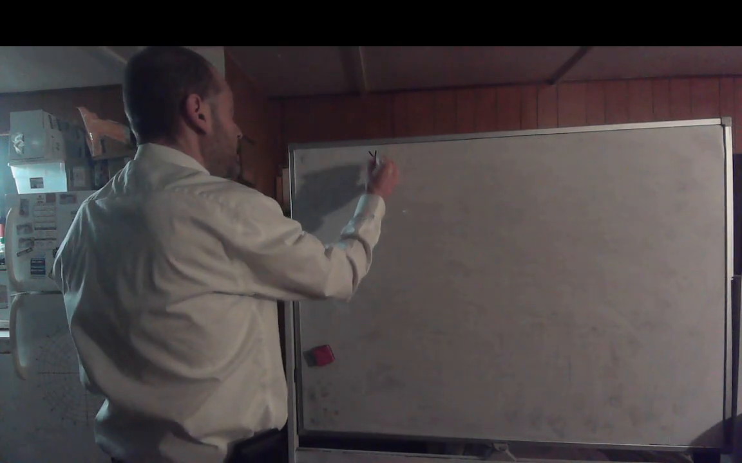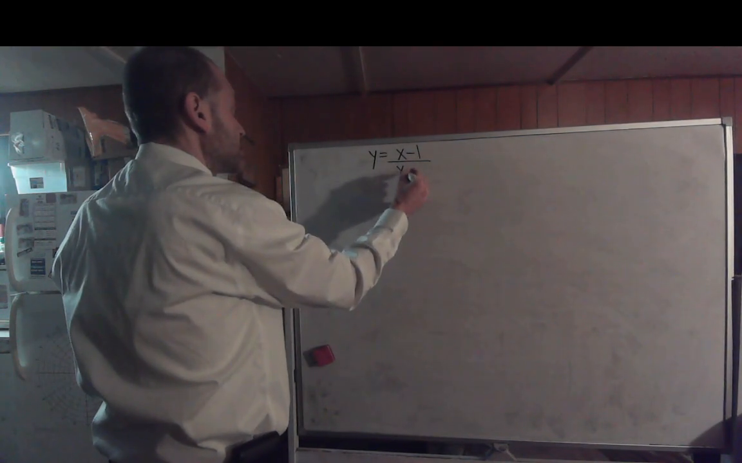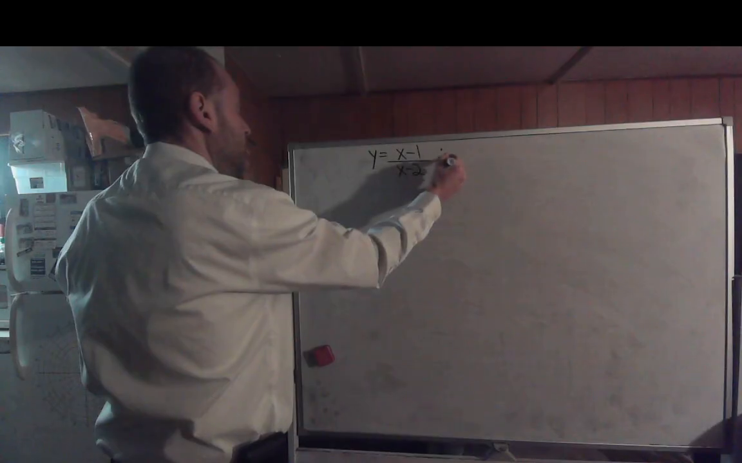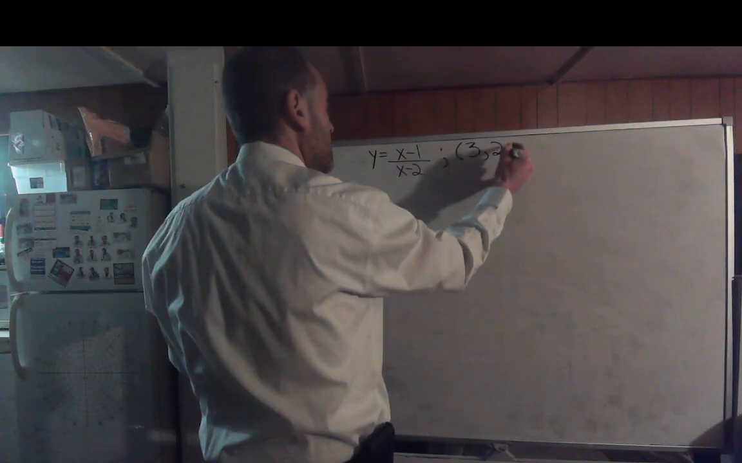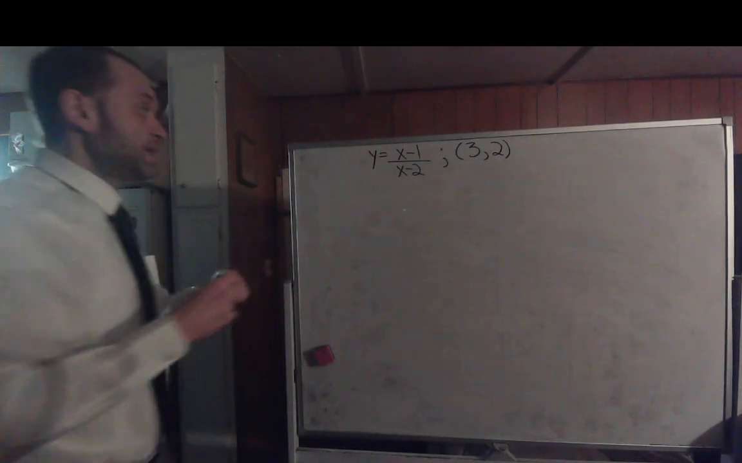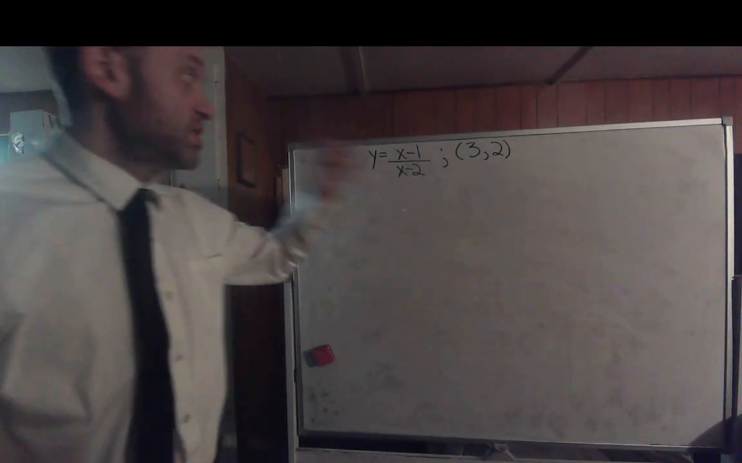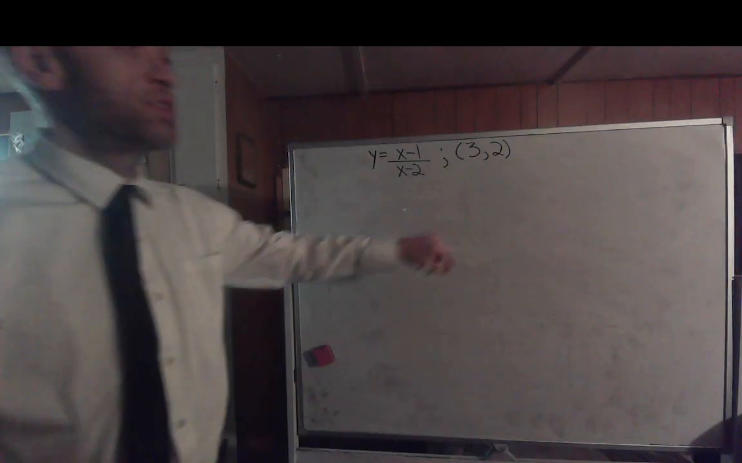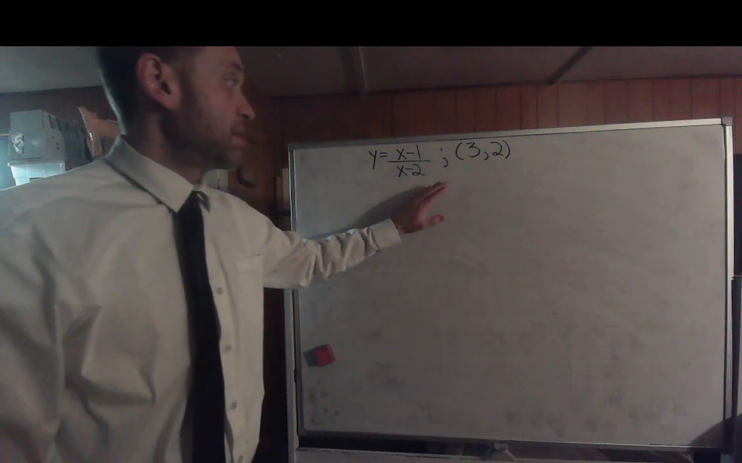We've got y equals (x minus 1) over (x minus 2). They want us to take the point (3, 2). So we need to find the instantaneous rate of change, or the slope of the tangent line, at the point (3, 2) for y equals (x minus 1) divided by (x minus 2).